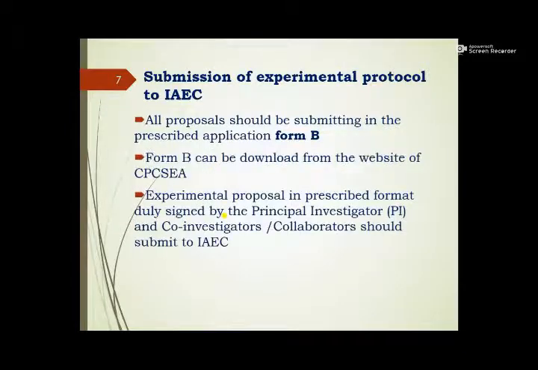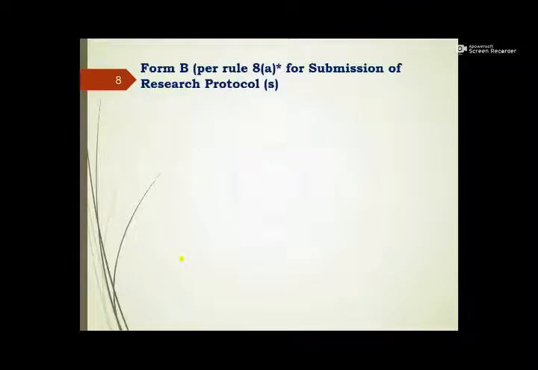There is a prescribed application called Form B, and in that form you have to submit the experimental protocol. You can download Form B from the CPCSEA website. It is a PDF form; you have to convert it into a Word form, fill in Form B, and submit it to the IAEC. The experimental proposal in the prescribed format, duly signed by the principal investigator and co-investigator or collaborator, should be submitted to the IAEC. Now let's take a look at Form B.